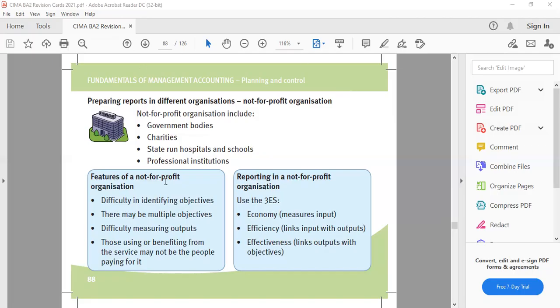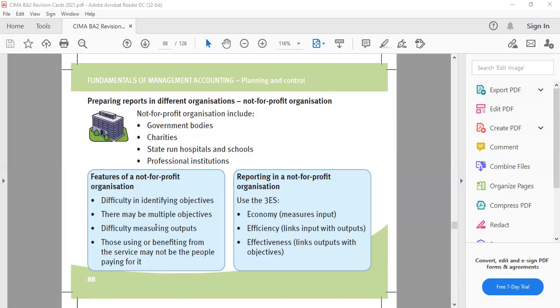What are the features of a not-for-profit organization? Difficulty in identifying objectives. What are the objectives? Objectives are to cater to the requirements of society, rendering some service to the society at large or a specific group of people in the society. So that is their main objective. What do they want to serve? A clear definition should be there.